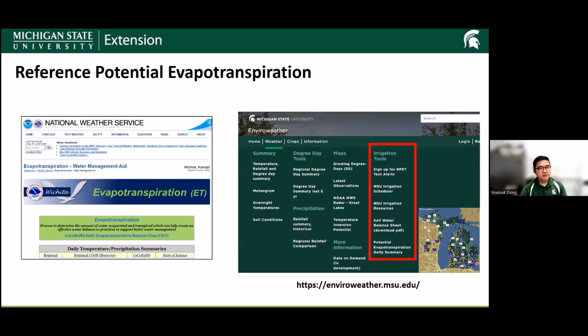So where do we get the reference potential ET? One place you can go is the National Weather Service website to get the evapotranspiration. If you're in Michigan, you can go to the EnviroWeather website to get the RPET. I believe there are over 100 weather stations across Michigan. From the EnviroWeather group, I'm sure you can find the one close to your field to get this reference potential ET.